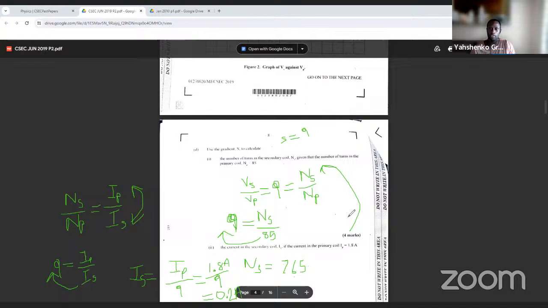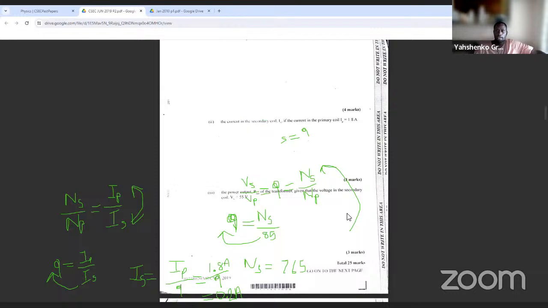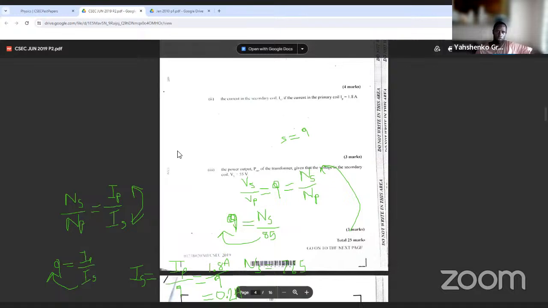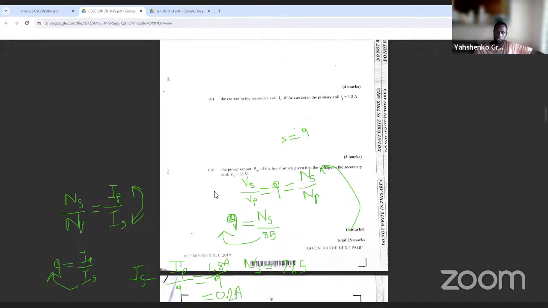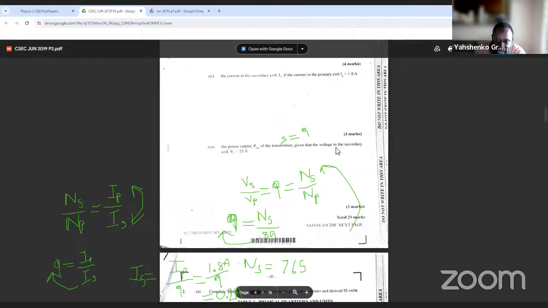And let's just see how much marks you receive for. Well, you get 3 marks for finding IS. All right, so now I'm gonna clear some of these things. All right, not just yet. So they ask the question, the power output of the transformer, given that the voltage of the secondary coil is 55 volts. So what is the power output of the transformer, given that the secondary coil is 55 volts?